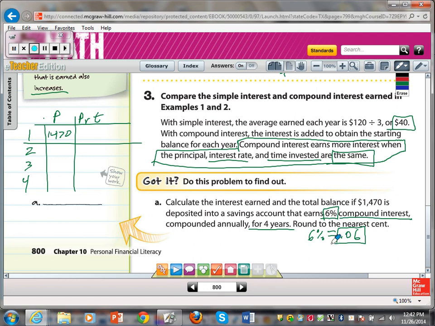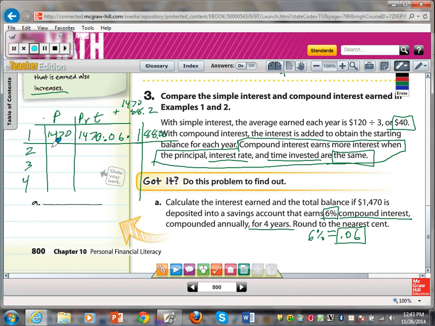So you take 1,470 times 0.06 times 1 year. That automatically is going to give you another balance. Let me do this on the calculator real quick. 1,470 times 0.06 times 1 equals $88.20. So you're going to take this number and add it to your principal. So 1,470 plus 88.20 gives you $1,558.20.